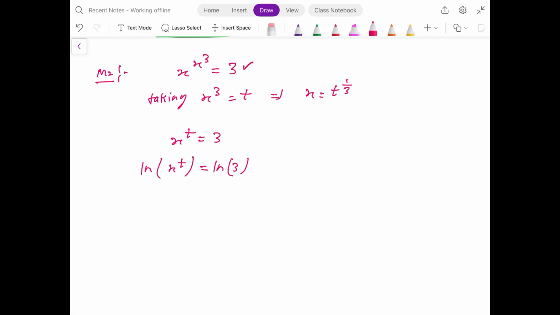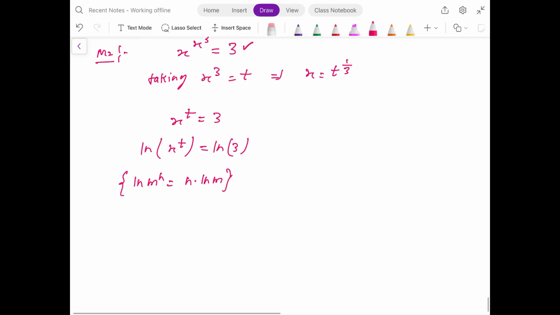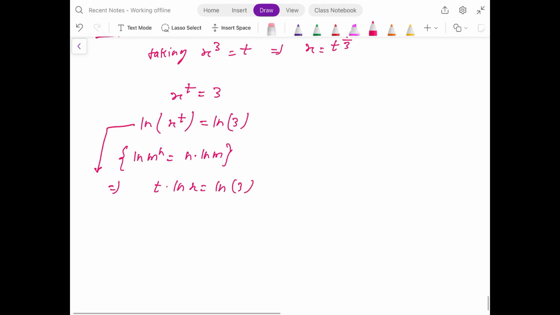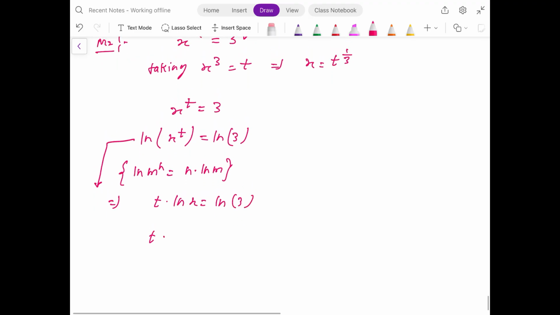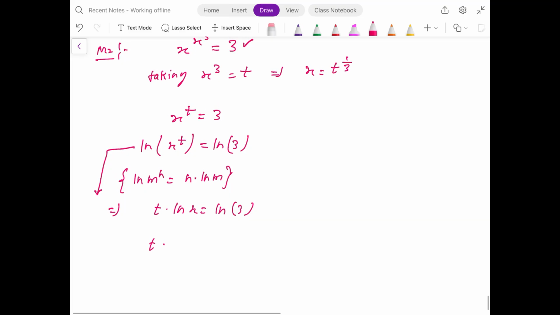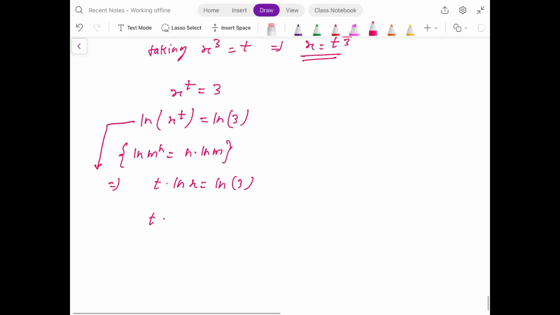On the left hand side, if we use the property of natural log, that is natural log of m to the power n becomes n times natural log of m, where each logarithmic term is defined, the given equation becomes t times natural log of x is equal to natural log of 3. Here we can put x is equal to t to the power 1 by 3. So it becomes t times natural log of t to the power 1 by 3 is equal to natural log of 3.